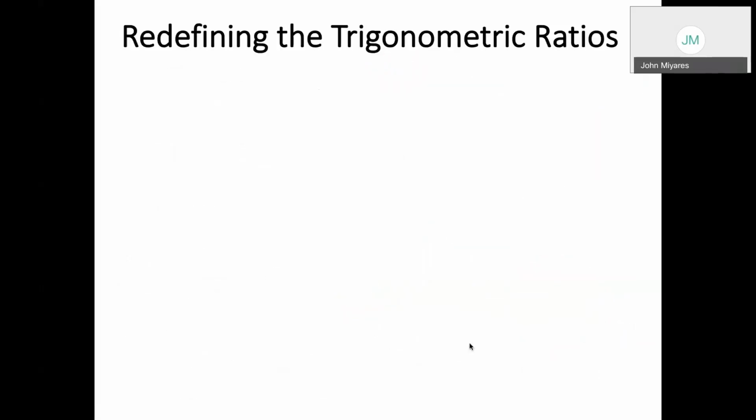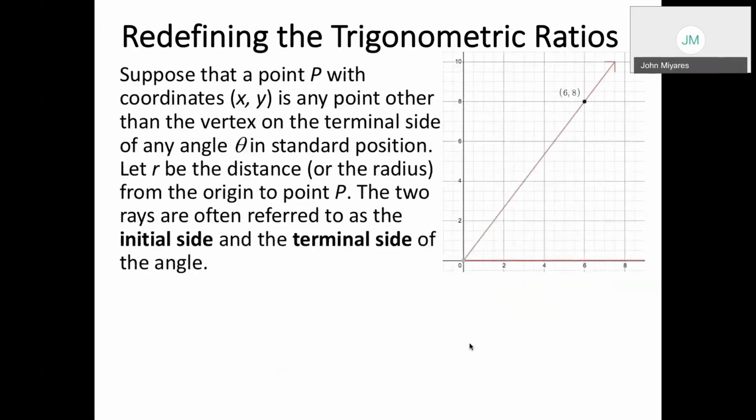Now that we've spent a lot of time redefining what it means to be an angle, we're going to redefine our trigonometric ratios based on this new definition of an angle. Let's set up the initial conditions here, and then we'll talk about it for a bit. Suppose that a point P with coordinates x, y is any point other than the vertex on the terminal side of any angle theta in standard position. So what I've got here is that situation.